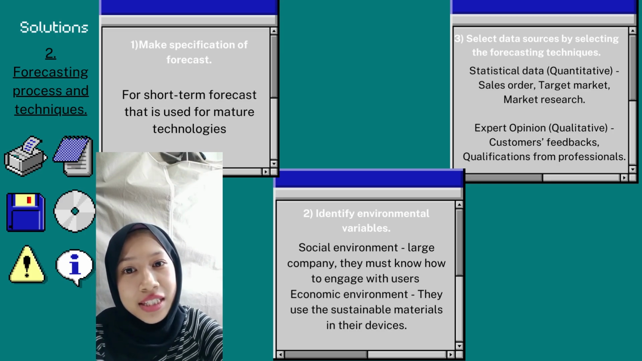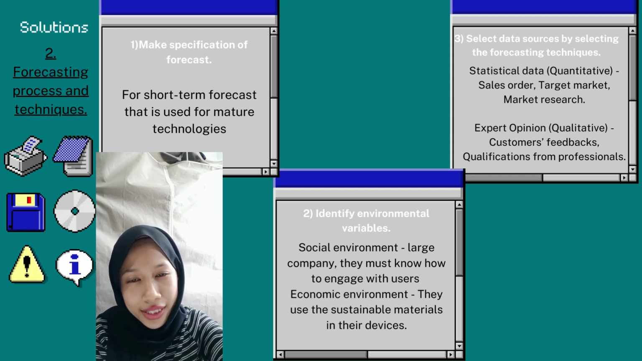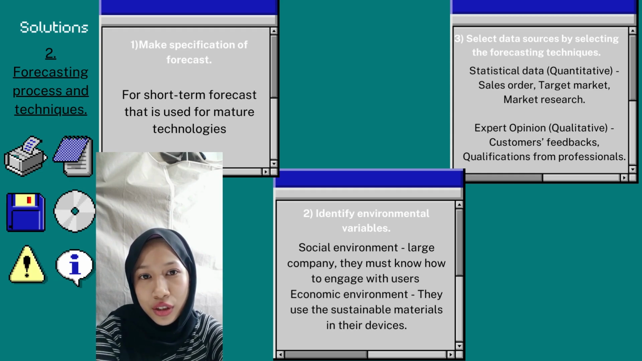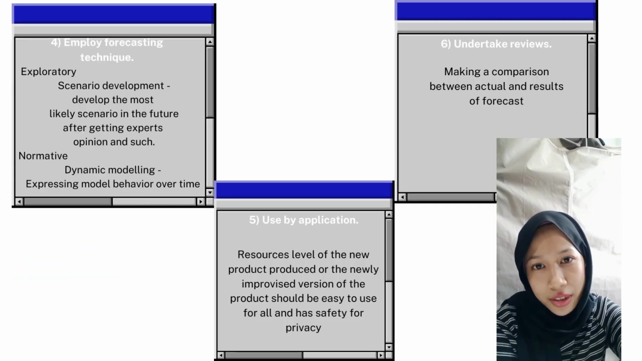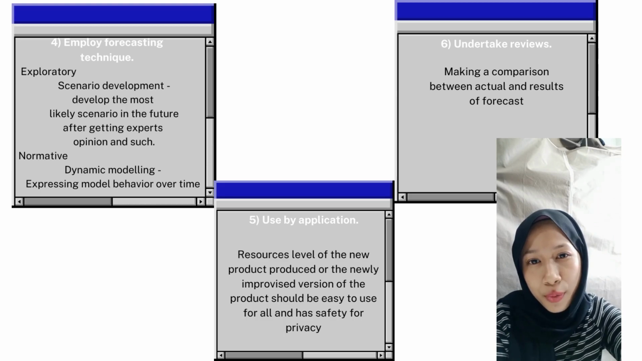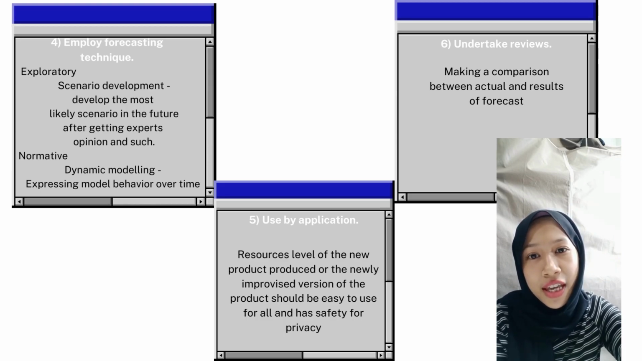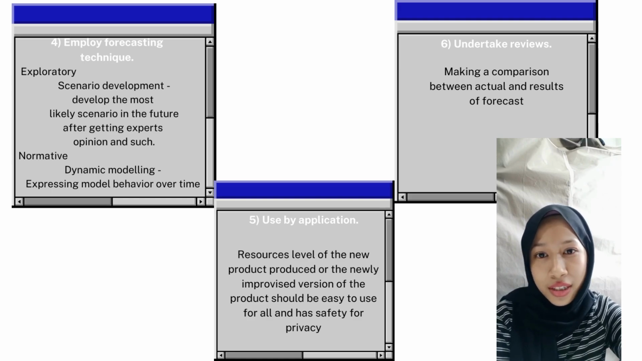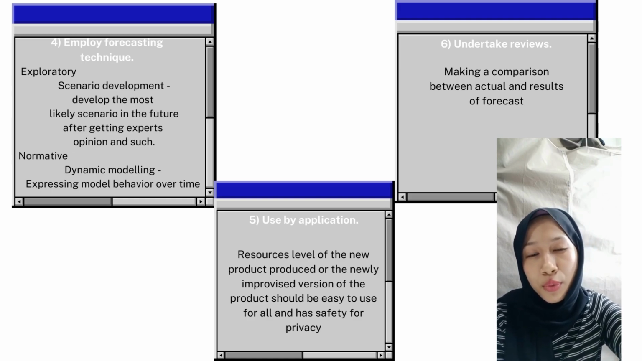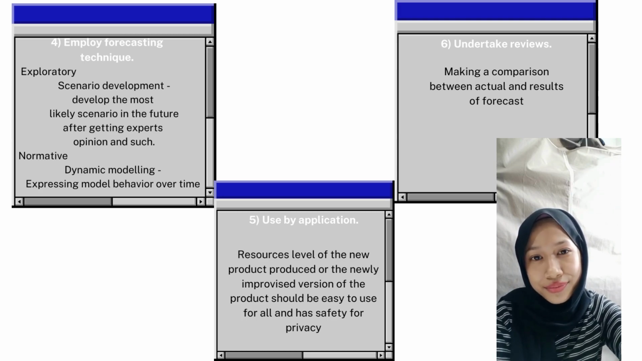The next step is selecting data sources by selecting the forecasting techniques. One is by statistical data, and the first step is employing the forecasting technique. There are two types, which are exploratory and normative. In exploratory, HP can develop the most likely scenario in the future after getting experts' opinions and such. Meanwhile, in normative, they can express model behavior over time so it follows the trend and stays relevant.